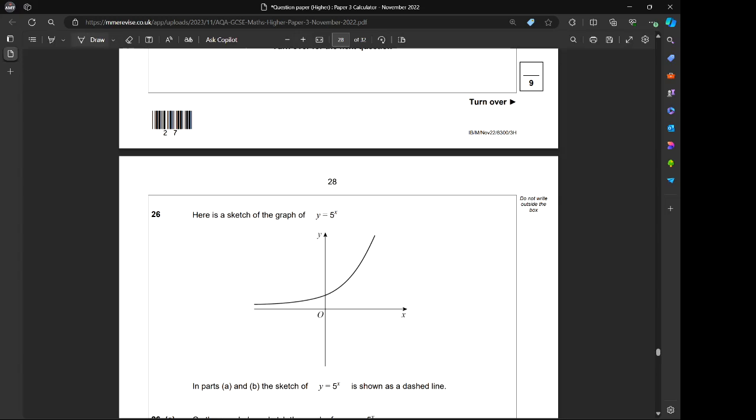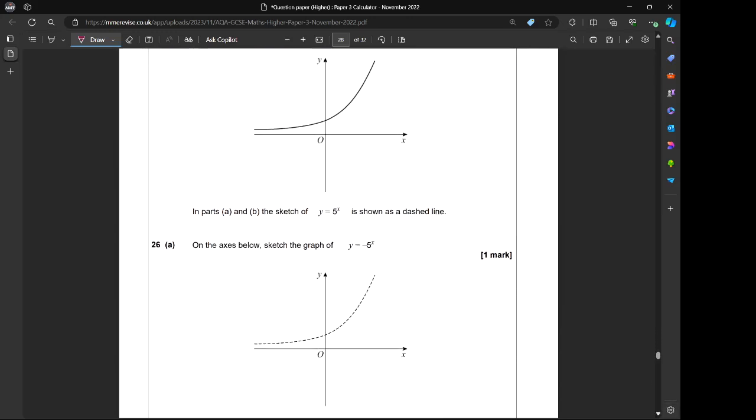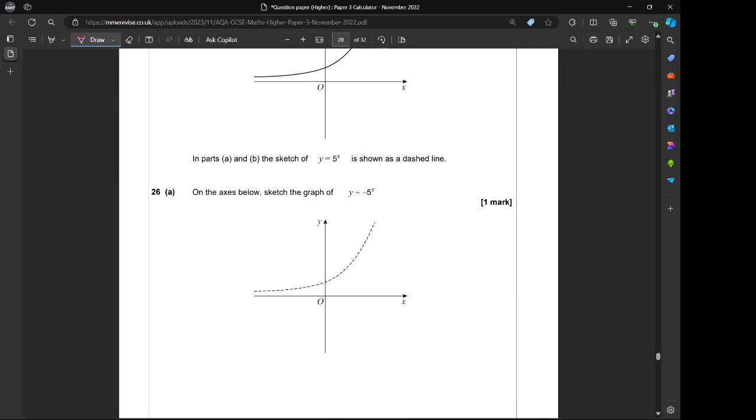So here is a sketch of the graph y equals 5 to the x. In part A, the sketch of y equals 5 to the x is shown as a dashed line. On the graph below, sketch the graph of y equals minus 5 to the x. So that will be a reflection in the y-axis. So it will look like that. That is my answer.